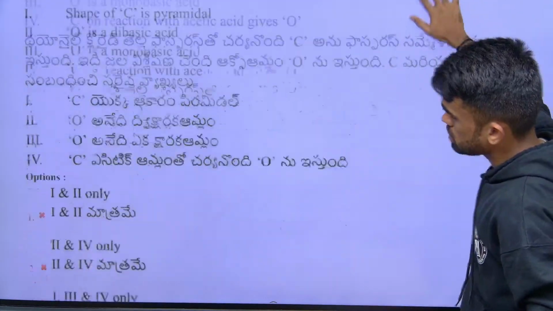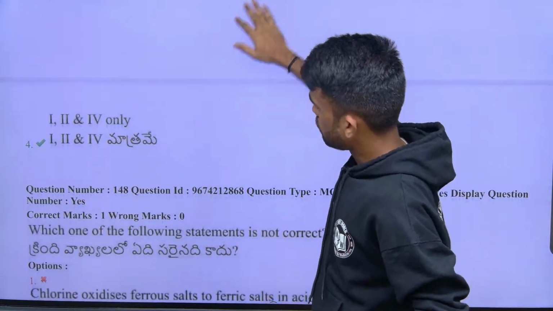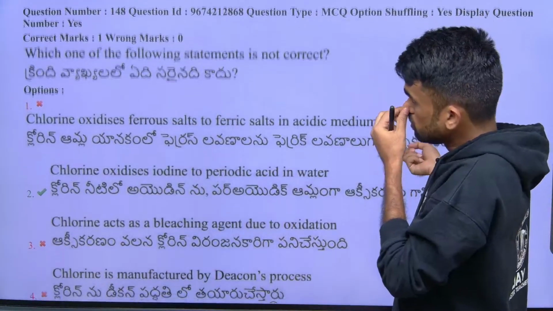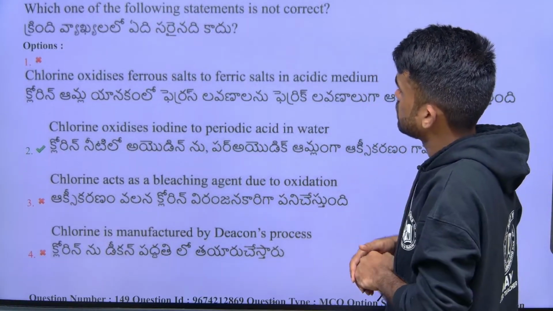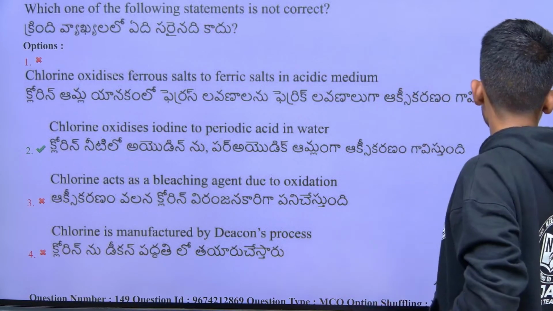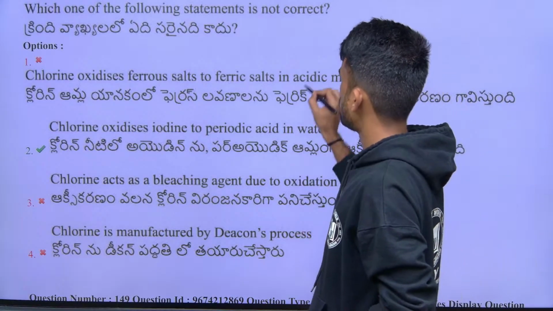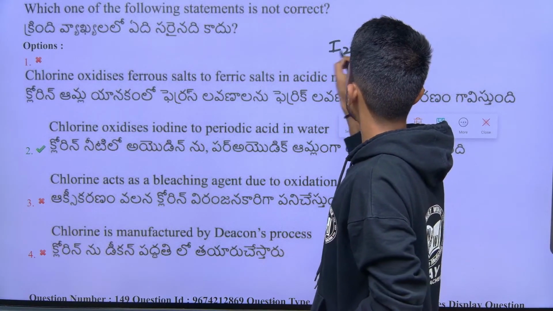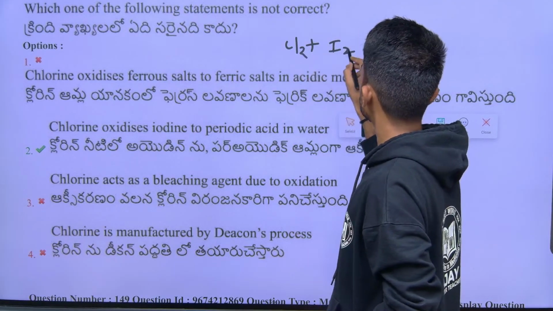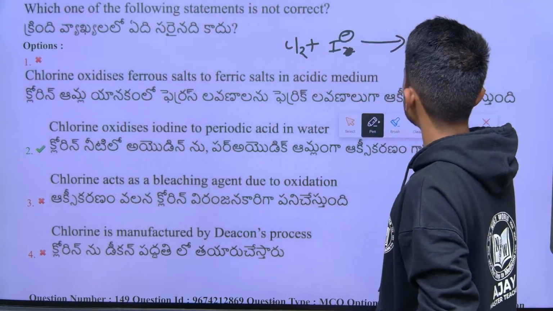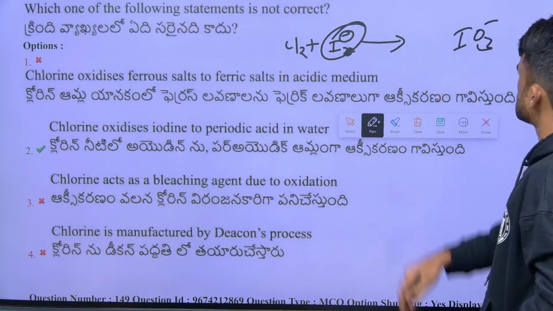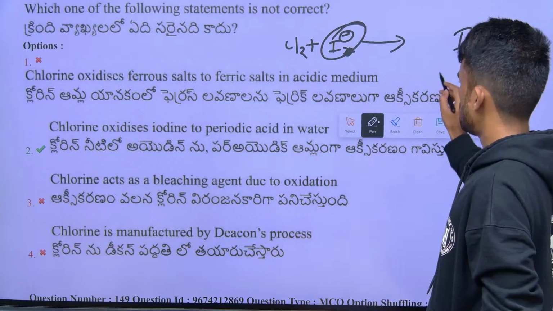Okay. So let us check once. 1, 2, 4 are the perfect answers for this question. Option 4 is correct. Which of the following statements is not correct? Chlorine oxidizes iodine to periodic acid. Actually yes, chlorine can oxidize iodine like I2. So if I say chlorine, and let us say I minus I have, that converts into iodate minus like this, but not periodic acid.